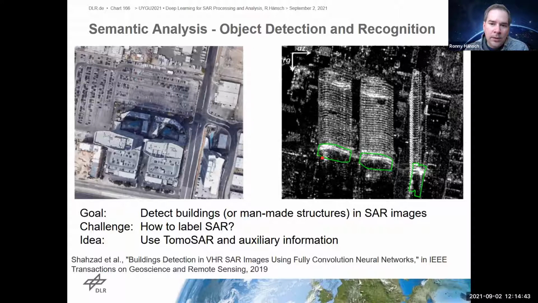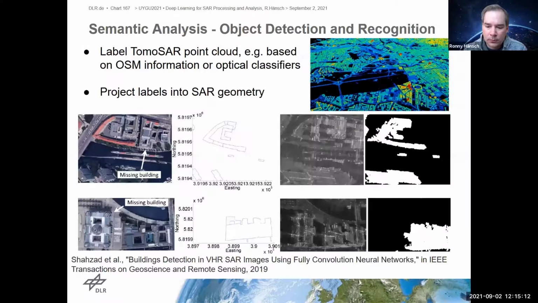The other challenge is how to label this, right? If you have a dense urban area with a lot of high-rise buildings, how do you really label the building area manually? I mean, you can see that here's a building, okay, but where does it end? Does it end here or does it end here? This is really, really hard to do, right? So in this paper, they did something interesting again, to use tomographic SAR in order to derive those labels automatically.